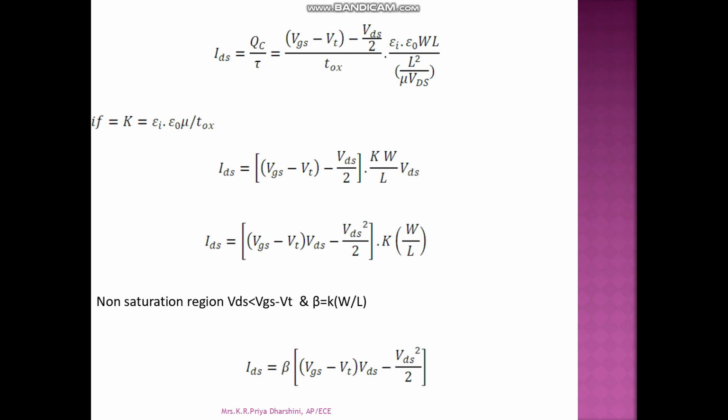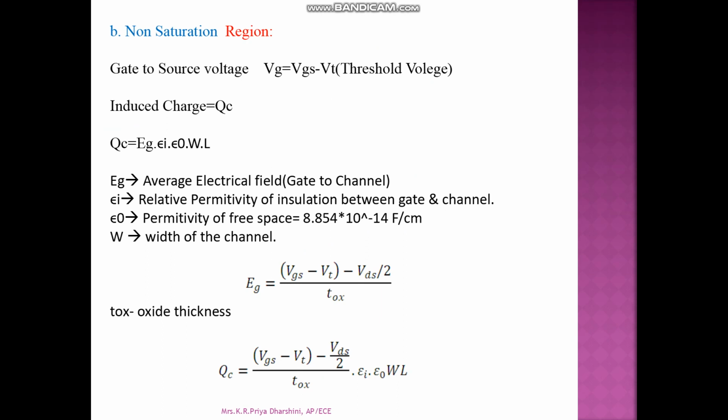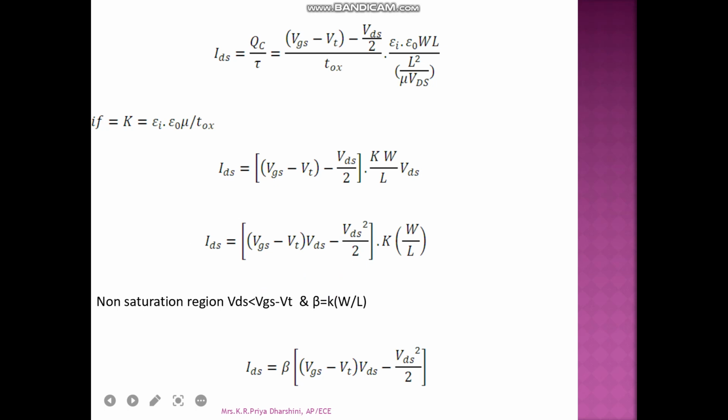So we can write IDS equal to QC divided by tau. We have already found the equation for QC, so just substitute it here. We can substitute the same equation here.